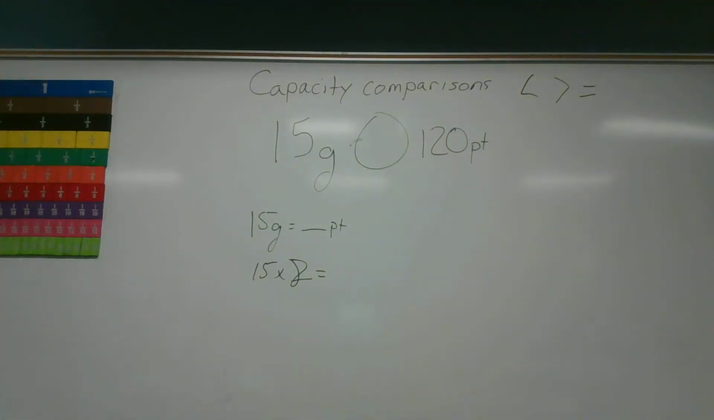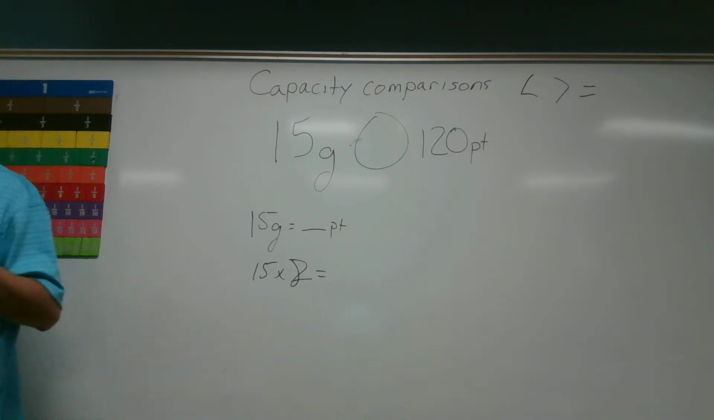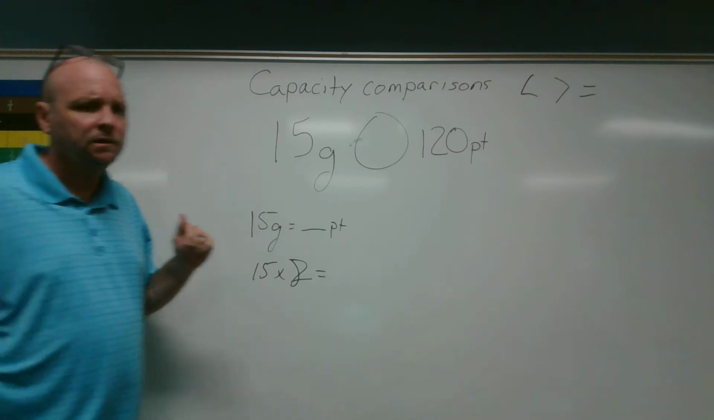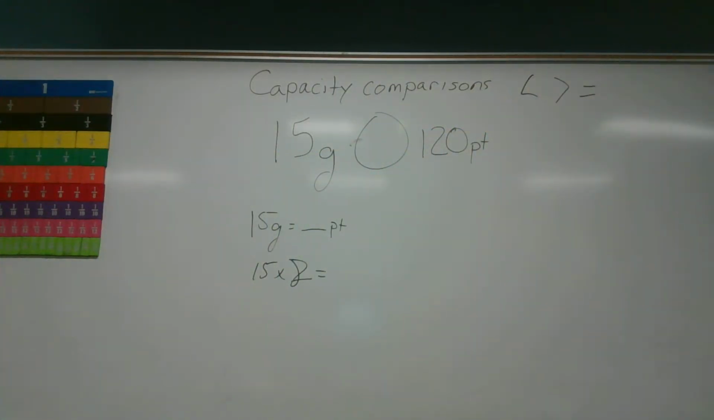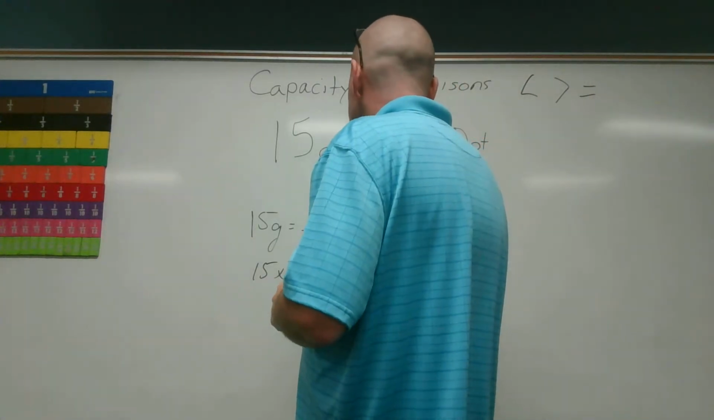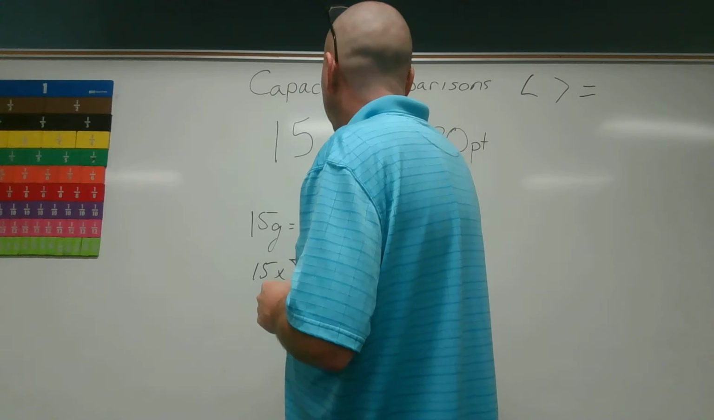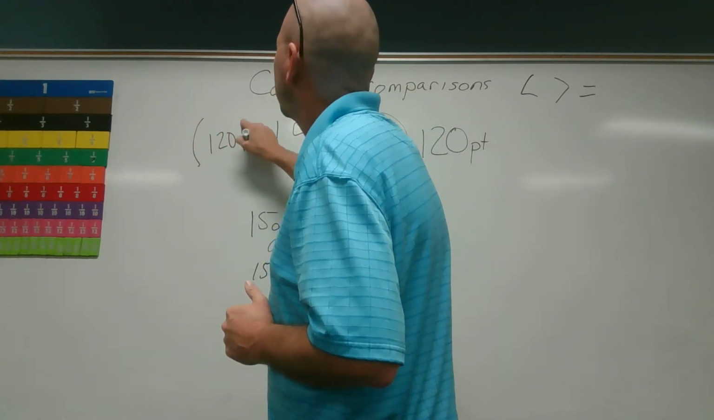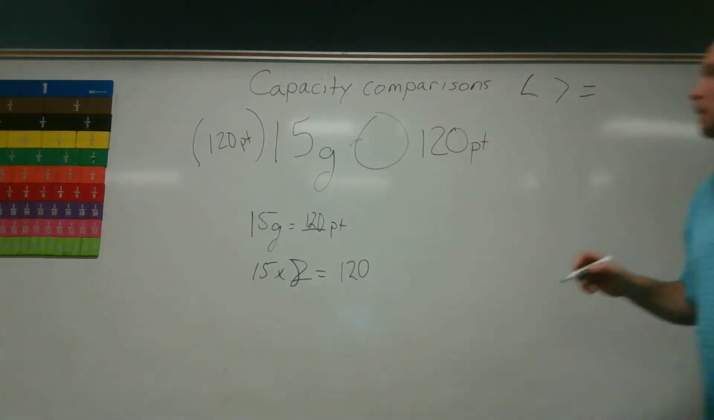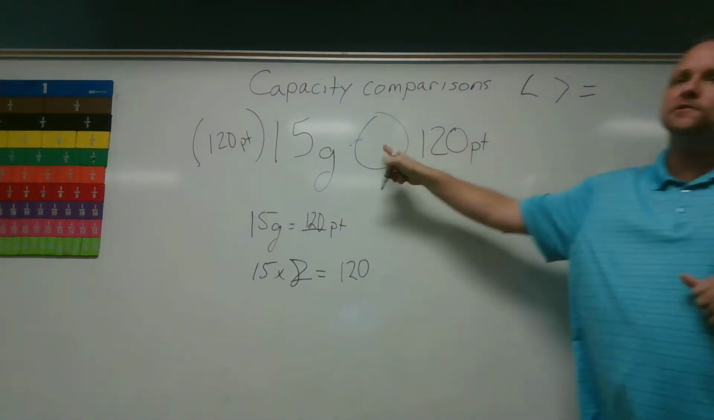Ari is about to tell me what 15 times 8 is. Shh. Let her work it, folks. Don't bother her. 120. Yeah, it's fun. So 15 gallons equals 120 pints. Equal. These are equal. So Ari, what goes in the circle?